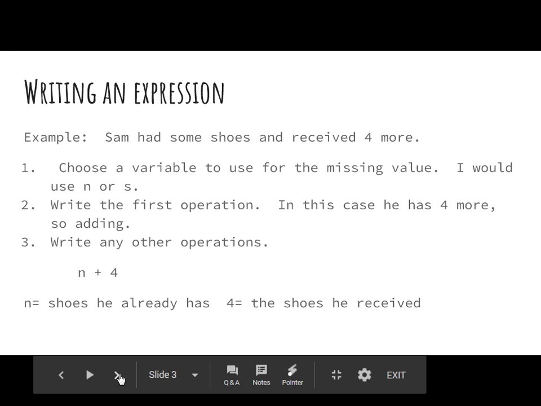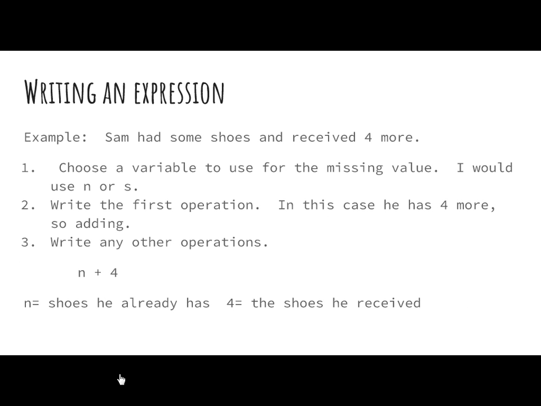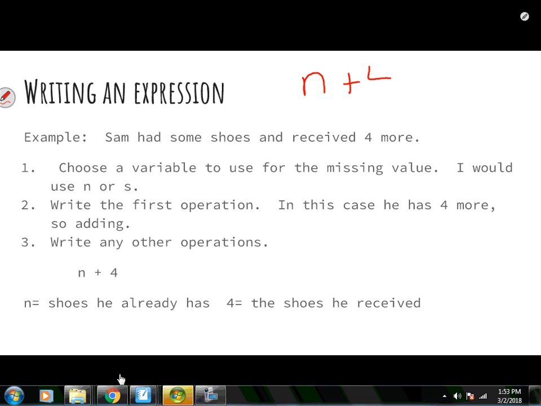Writing an expression. So an example would be Sam had some shoes and received 4 more. So you would choose a variable to use for the missing value. I would use N or S for that. Write the first operation. In this case, he has 4 more, so we're adding. And then we would write any other operations. So we say Sam has some shoes and he added 4 more. That becomes our new expression.